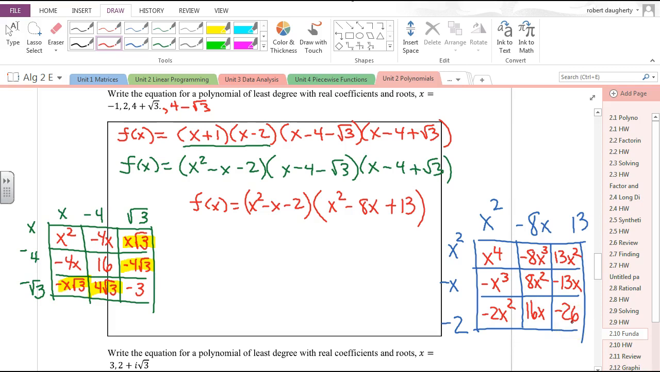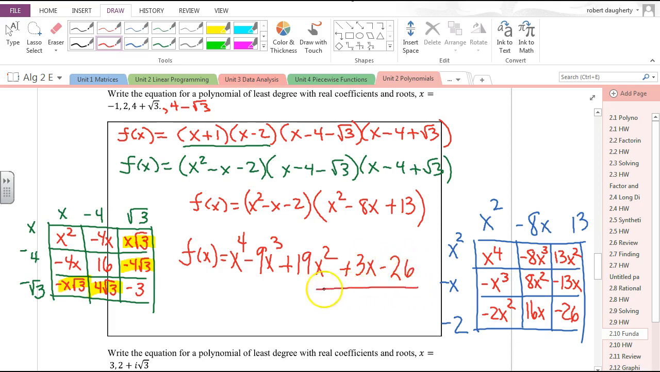Negative 26. This final answer, f of x, is x to the fourth. And then what? How many x cubes? Minus 9 x cubed. And then x squared's 19x squared. And what? 3x minus 26. That is a fourth degree polynomial with roots of negative 1, 2, 4 plus root 3, and 4 minus root 3. Okay. So these are all things we've done before.